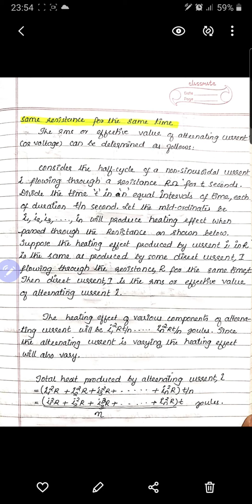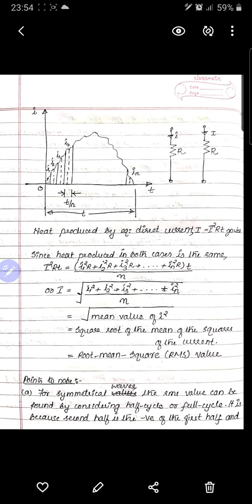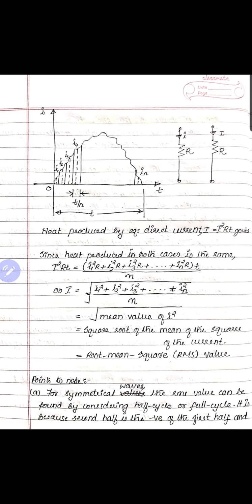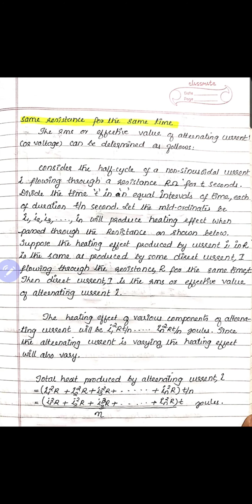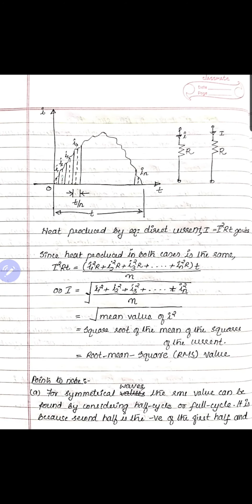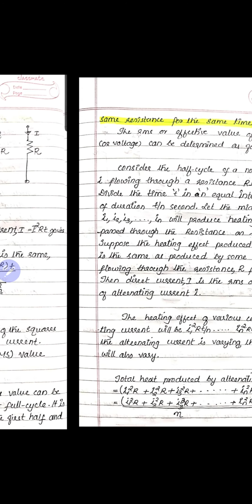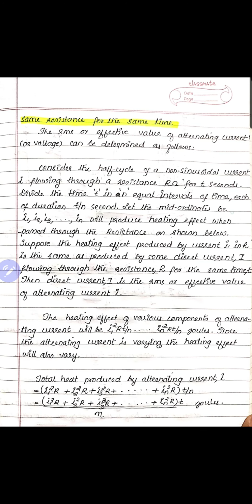Consider the half cycle of a non-sinusoidal current I flowing through a resistance R for t seconds. Divide the time t into n equal parts, so we get lots of current values, each for a small duration of time.